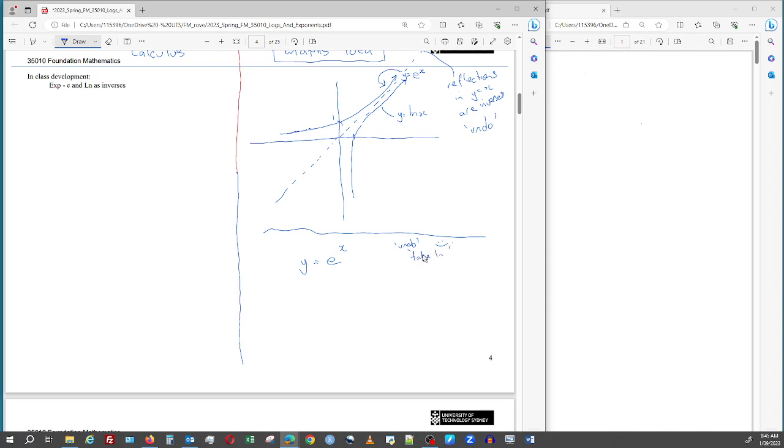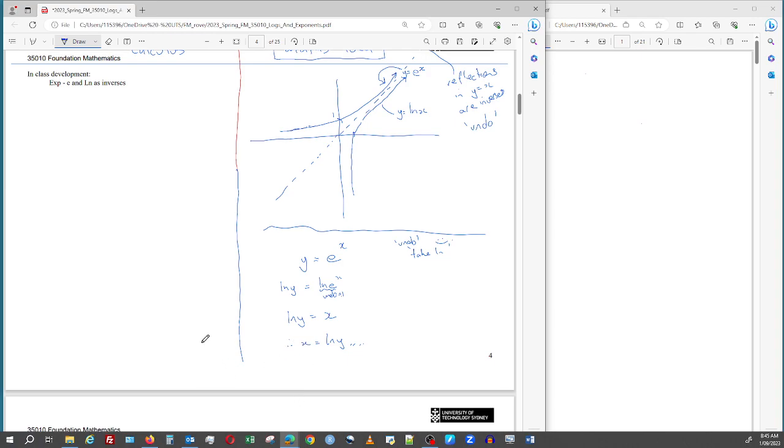Okay? And so what you do to one side, you do to the other. So the ln of y is equal to the ln of e to the x. And look at that. Undo. Wow. Undo. And so that's equal to x, another interpretation. ln of y is x. So we've solved the equation for x by using undo. Isn't that tremendous? What a terrific way to deal with e and ln, using inverses.